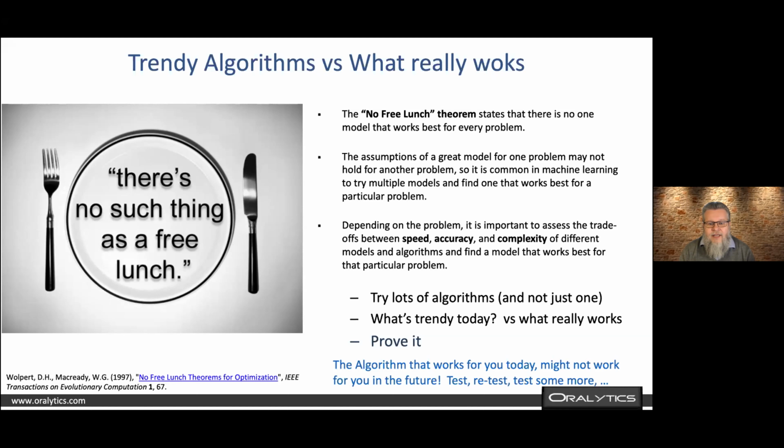And the reality of this idea of no free lunch is that we can't make any assumptions about what algorithms are actually going to work for us or work for our data at this point in time. What we need to do is work out what algorithm gives us the best results at this point in time. And that requires us to try lots of different algorithms.